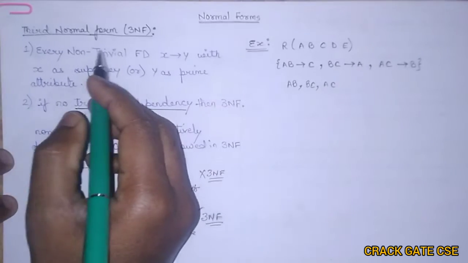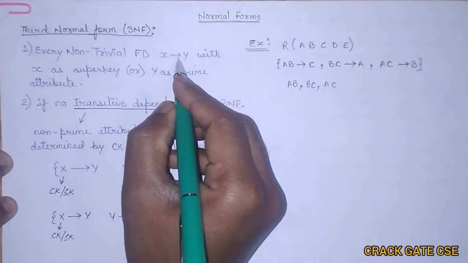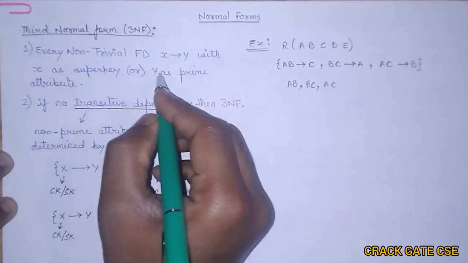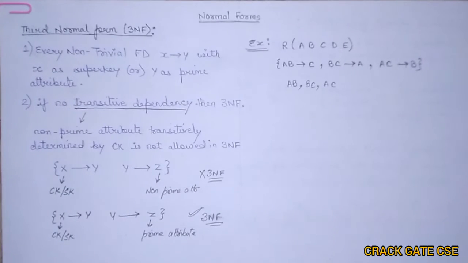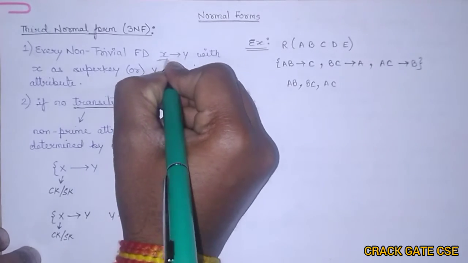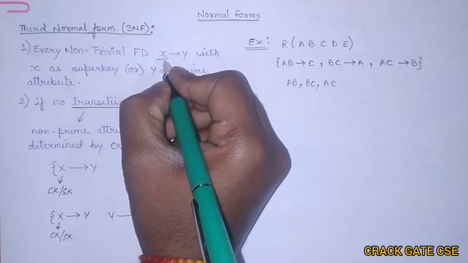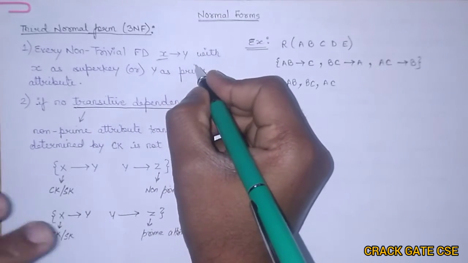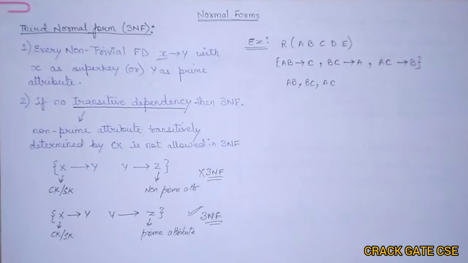So the third normal form. Every non-trivial functional dependency X derives Y must have X as a super key or Y as a prime attribute. So what is the meaning of this? Either the left hand side should be a super key or the right hand side should be a prime attribute. If these two conditions are satisfied, then it is said to be in 3NF.